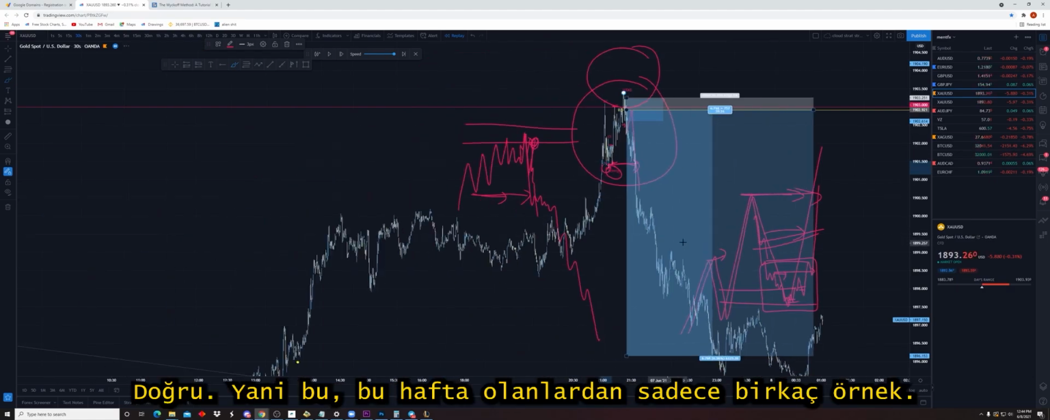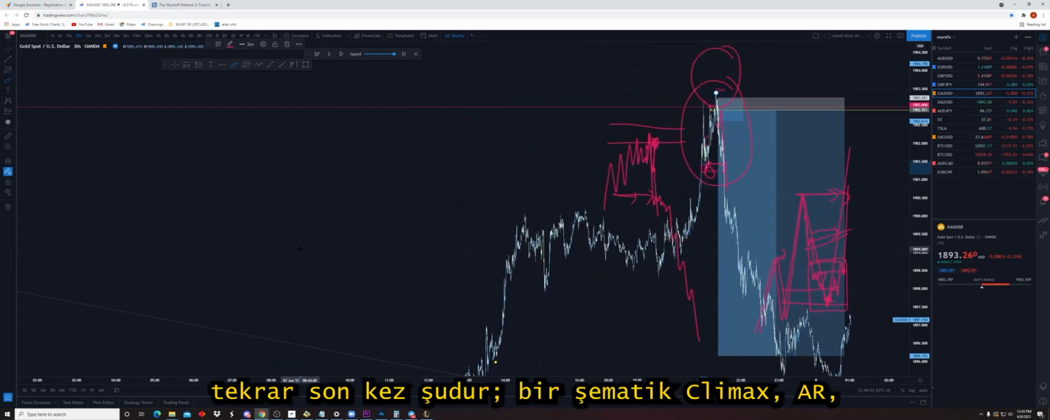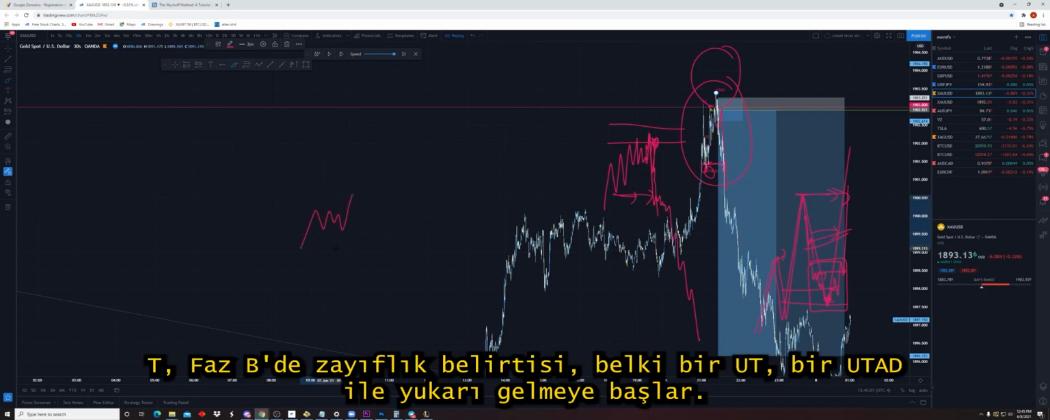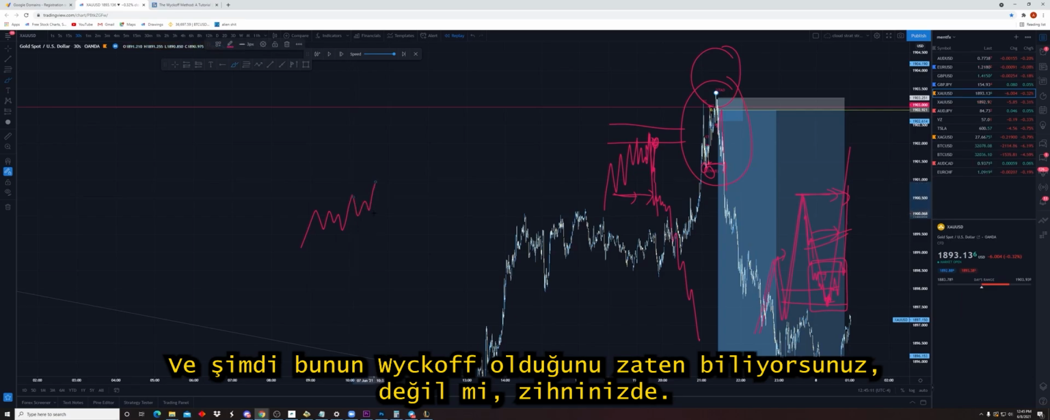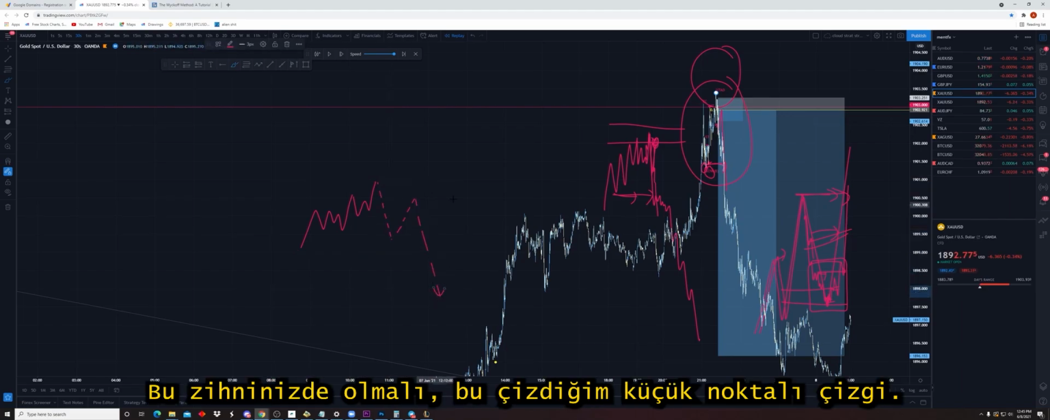So this is just a few examples of what happened this week. And the idea behind it, again, like last time, is that a schematic begins to occur: buying climax, AR, ST, right? Sign of weakness in phase B, maybe a UT, right? Begins to come up, a UTAD, and now you already know this is Wyckoff, right? In your mind, you should already be seeing this happen, right? This should be in your mind, this little dotted line I drew.